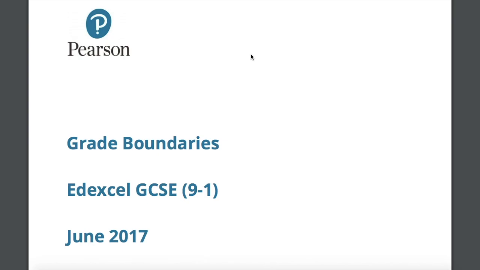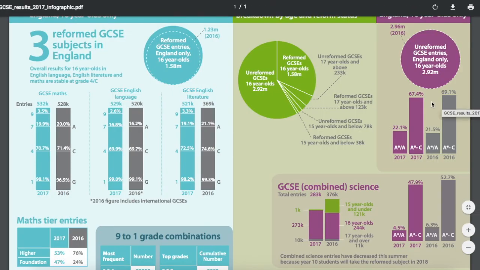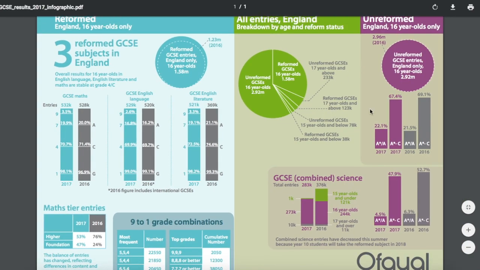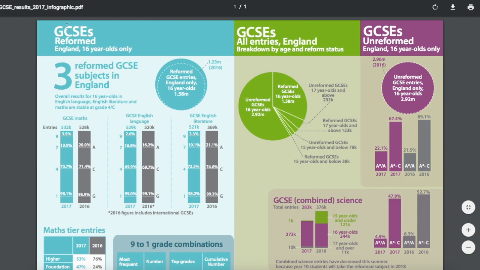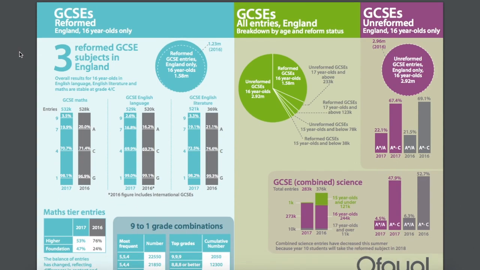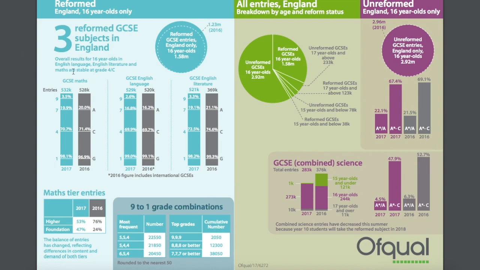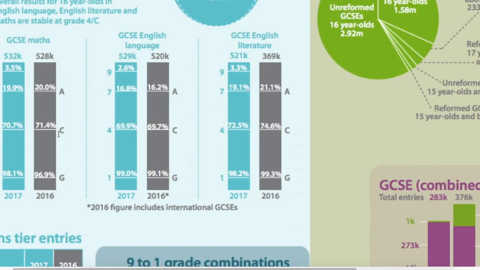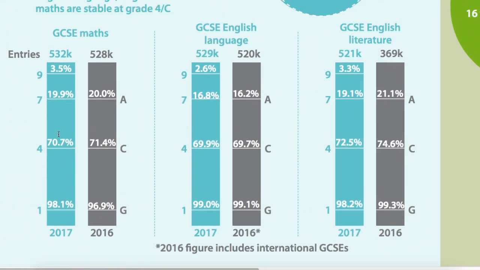Before I go into the grade boundaries from last year, I want to have a look at the results from last year. So in this infographic, we can see the results from last year in 2017, and I'm interested in these results in blue. These are the reformed GCSEs, in other words the new specification 9-to-1 GCSEs. There were three subjects in these new reformed GCSEs: GCSE Maths, GCSE English Language, and GCSE English Literature. And I'm interested in the mathematics, so I'm going to zoom in on this part of the infographic here.